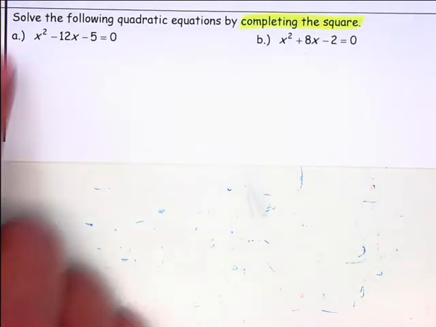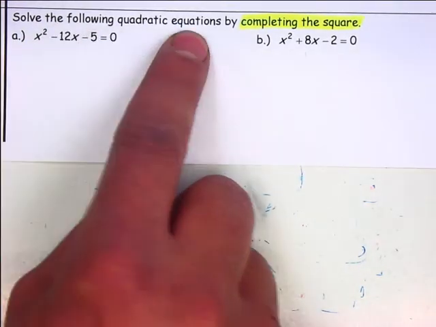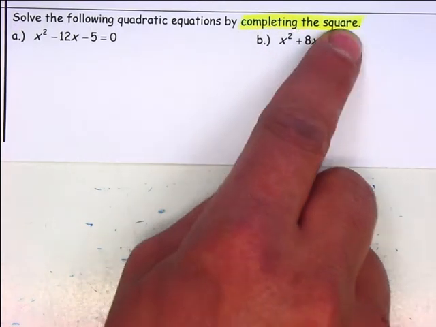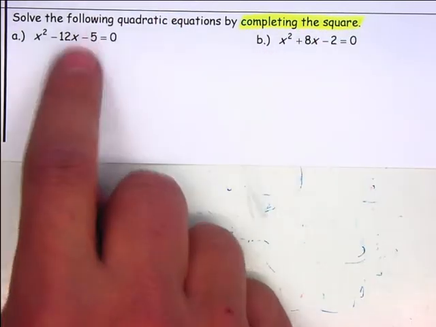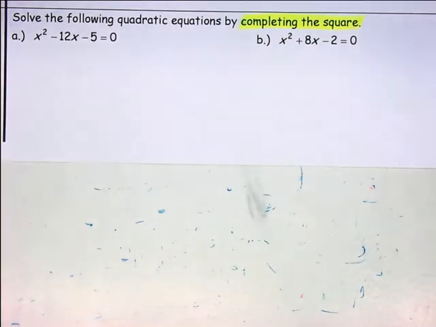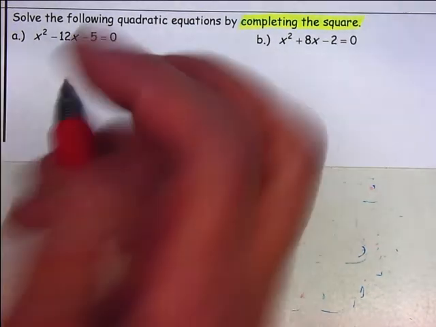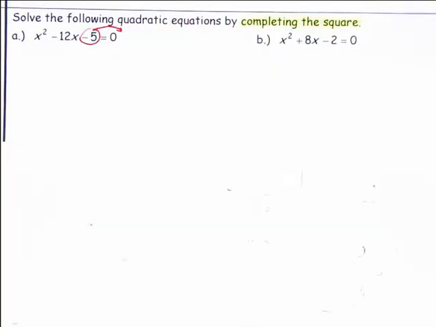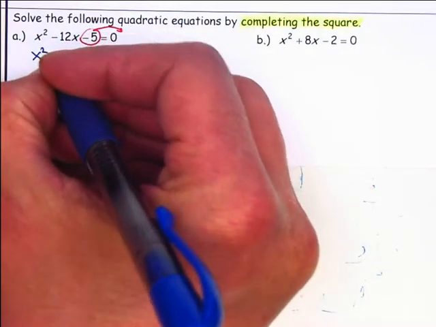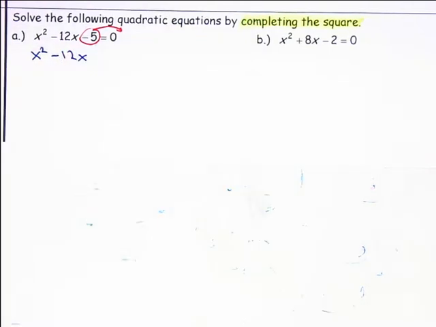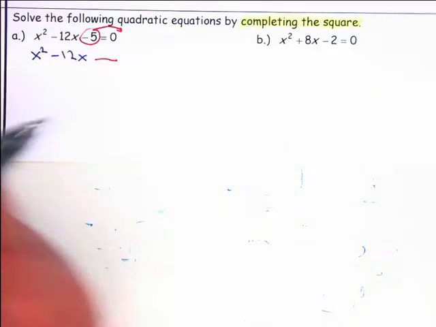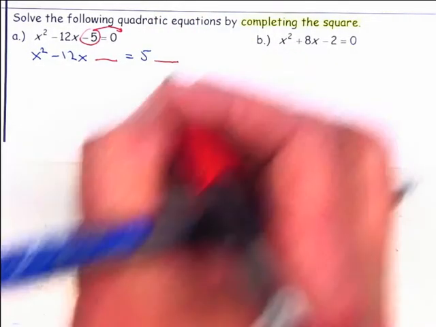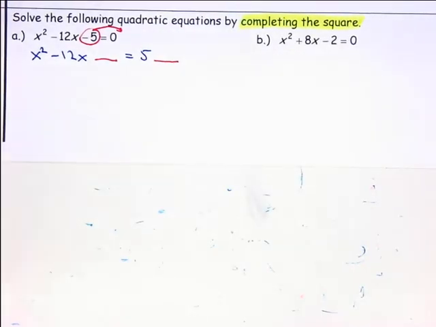So let's try 2 more. Example number 2. Solve the following quadratic equation by completing the square. So we need to complete the square. Go and highlight this as I did. And let's start with letter A. You want to leave your x's on the left hand side and move your number to the right, becomes a positive. I have x squared minus 12x. I'm going to leave some space, and that is going to be equal to 5. And leave some space. I'm going to complete the square.